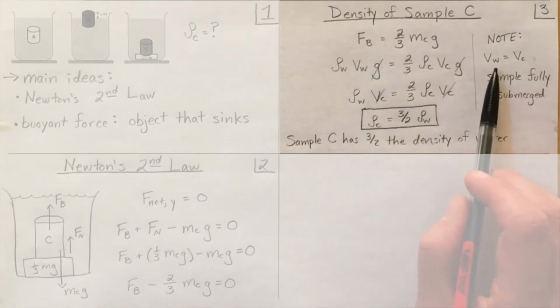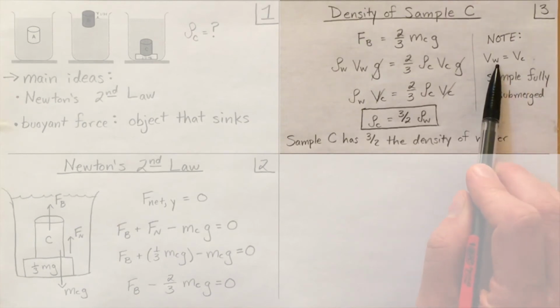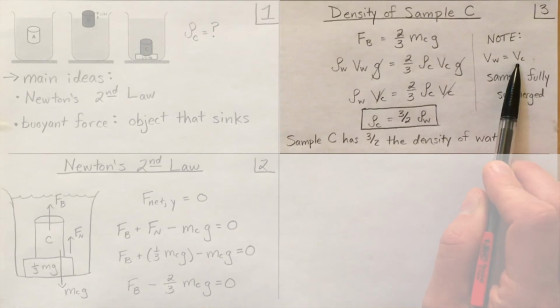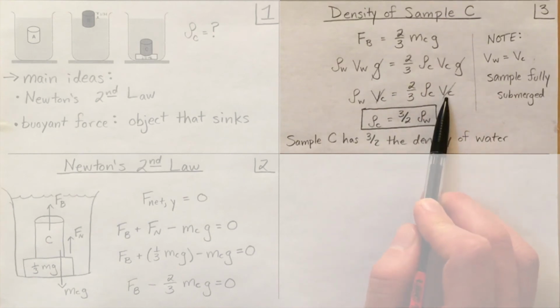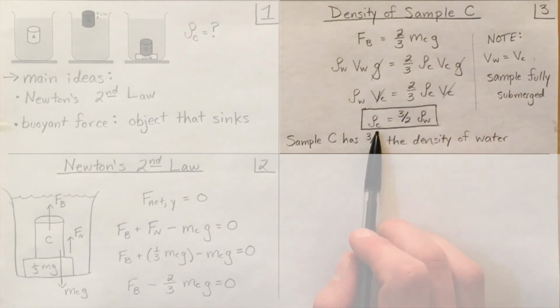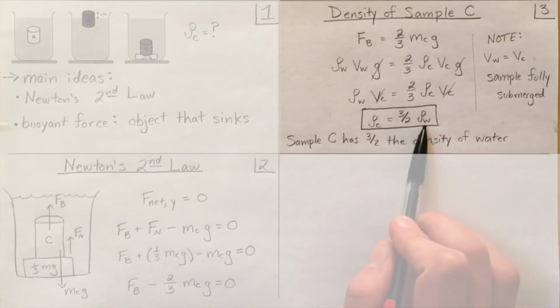We then note that because sample C is fully submerged in the liquid, the volume of the water displaced is equal to the volume of sample C. Plugging this relationship into the equation, we can then cancel the volume of sample C on both sides, and we see that the density of sample C is equal to 3/2 the density of water.